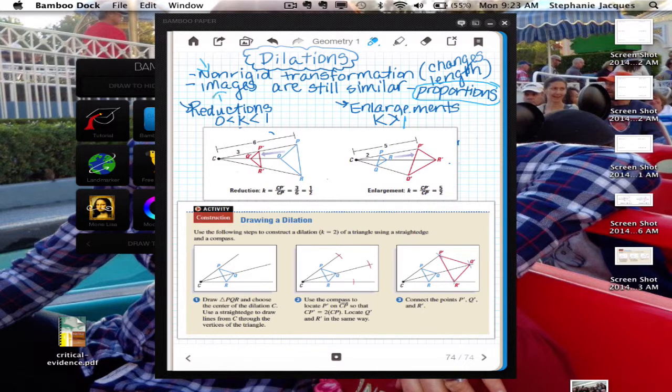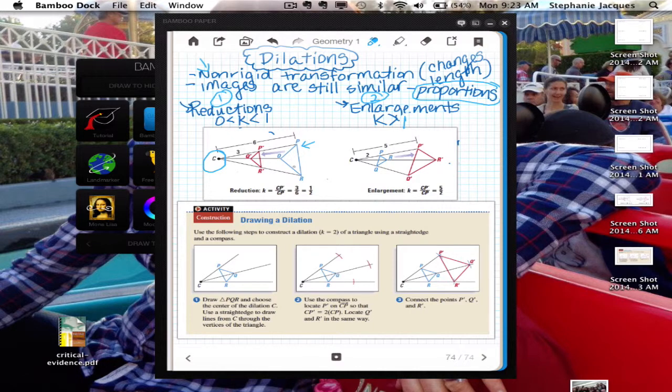The first are called reductions, and the second are called enlargements. So let's look at an example. Let's look at reductions first. So you're going to start with a point C. And what you're going to do is you're going to track it to a pre-image. So my pre-image is right here. So I have PQR, triangle PQR, and we're going to create a reduction.